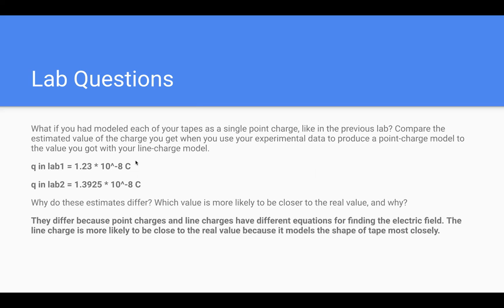Like in lab 1, we got this value, but in lab 2 we got a value that was a little bit different. These are different because there are different equations for a point charge and a line charge, since the distribution of charge is different, and the little charges are going to interact with each other in a different way. So they have different equations for finding the electric field. The line charge is more likely to be close to the real value because it's most consistent with the real shape of the tape.